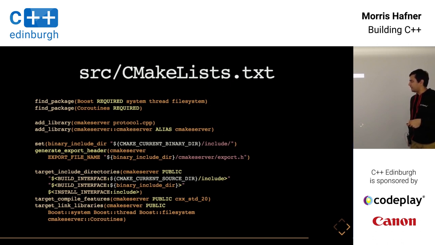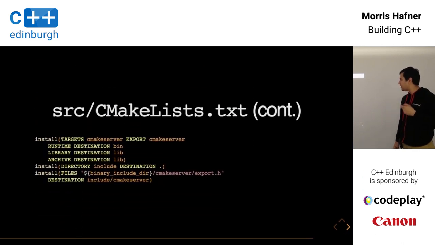And then I define my include directories. In this case, I say while I'm building it, my include directories are in slash include and my binary include directory, which contains the export header. But once I install it, I stuff everything into the include directory and I just have this one include directory to add. And I depend on C++20. This was added in CMake 3.12, so that I can actually write C++20 here. And then I say my CMake server library depends on system, thread, file system, and coroutines.